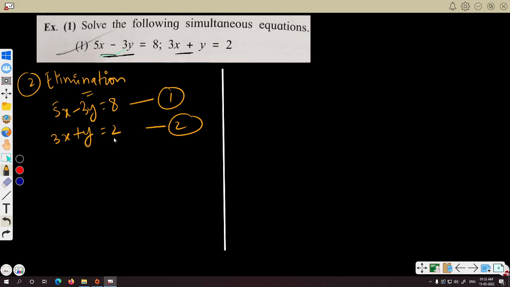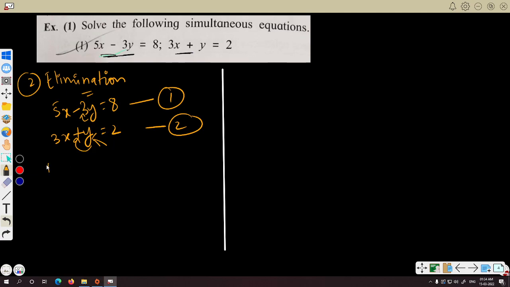Now in this, for equations 1 and 2, I will consider any one of the variables. I can consider x, or I can consider y as well. For example, in this case I will concentrate only on y. Now in both equations we have the y term, but in this one the coefficient of y is -3 and in this one the coefficient of y is +1. So I will make some changes so that the coefficient of y becomes the same in both equations. How can I do this?